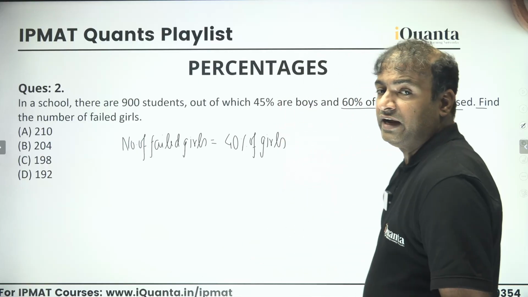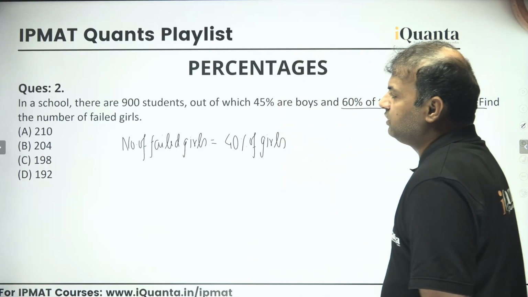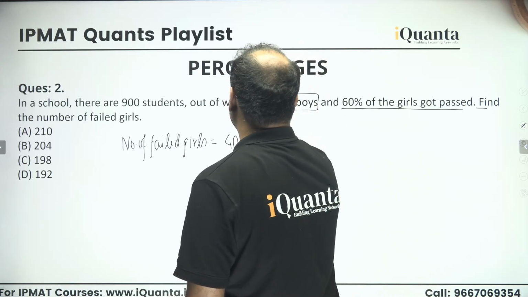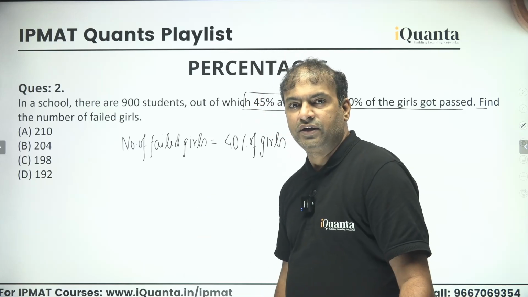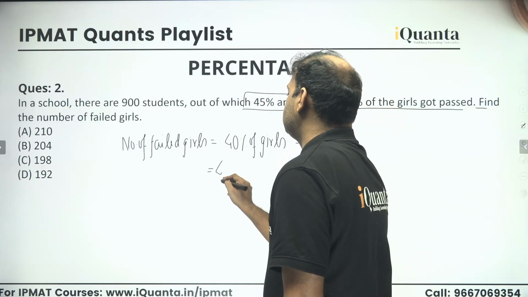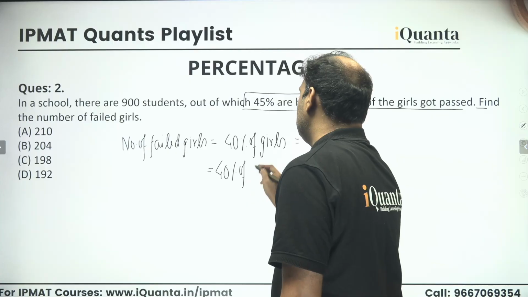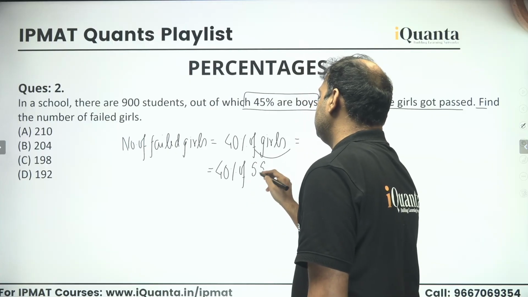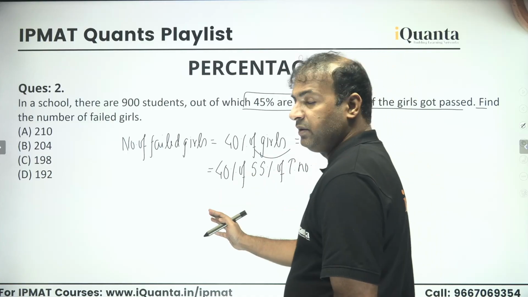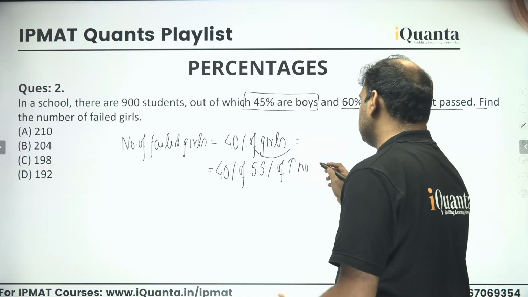Now, how do we find the number of girls? About the number of girls, we are given that 45% of the students are boys. So if 45% of the students are boys, the number of girls has to be 55% of the total number of students, right? So we can say that the number of failed girls is 40% of 55% of the total number of students.